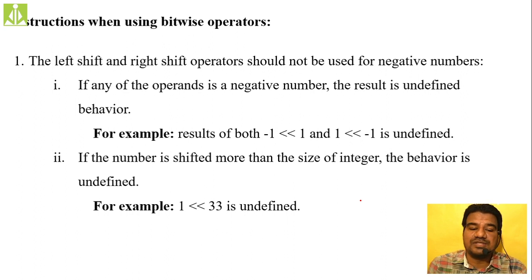So next, these important points you have to remember. Whenever you are performing left shift and right shift, you should remember that you can't do left shifting and right shifting on negative numbers. We should not, because the result will always be unexpected. So don't try to perform bitwise left shift and right shift operations on negative numbers. The left shift and right shift operators should not be used for negative numbers. If any operand is a negative number, the result is undefined behavior. If the number is shifted more than the size of the integer, the behavior is undefined.